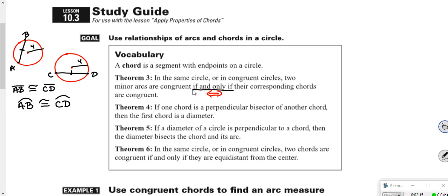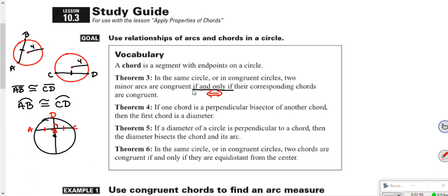Theorem 4, if one chord is a perpendicular bisector of another chord, then the first chord is a diameter. So if I have a circle, the only way for a chord to bisect another chord, okay, and be perpendicular, so here's my perpendicular symbol, and I'm going to say that this is congruent to this. Let me name these points here, A, B, C. Then, let me call this out here D.